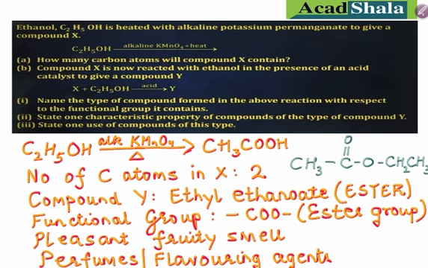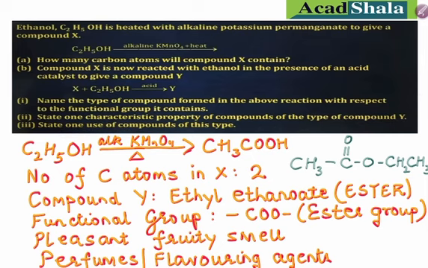The next part says name the type of compound formed in the above reaction with respect to the functional group it contains. State one characteristic property of compounds of the type of compound Y. State one use of compounds of this type.